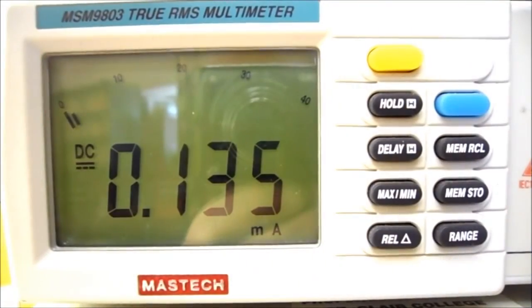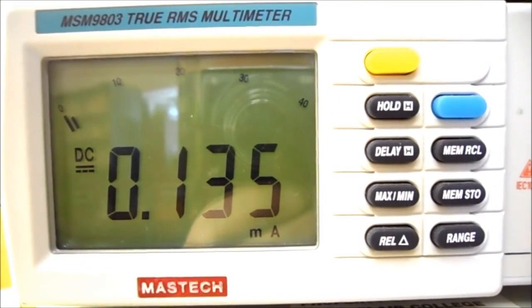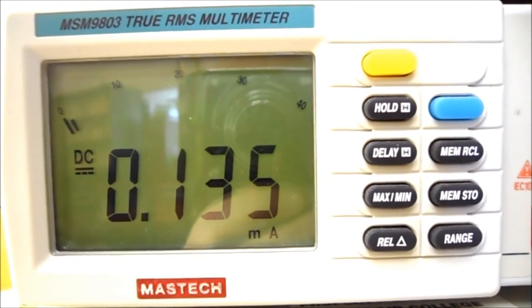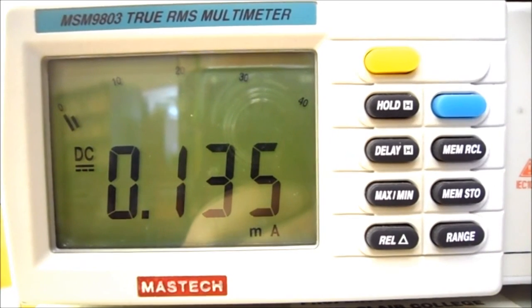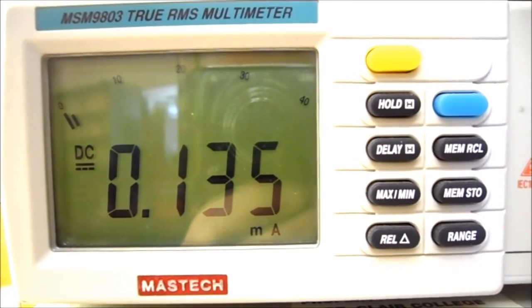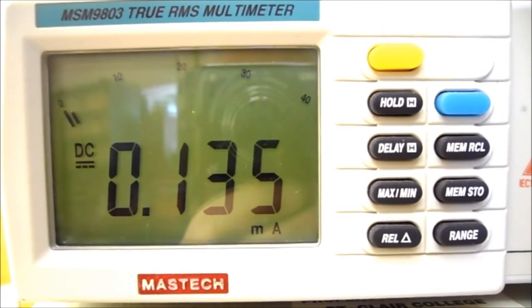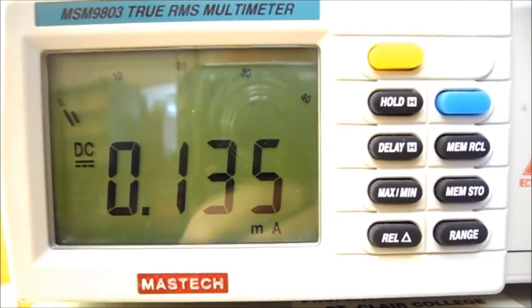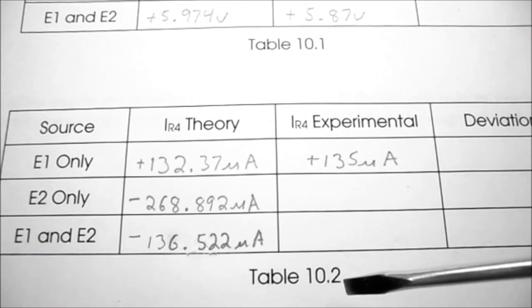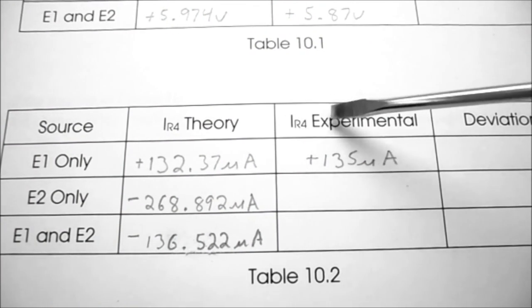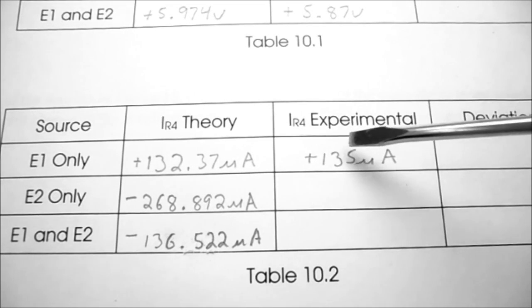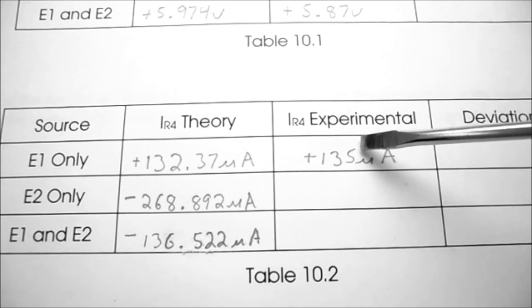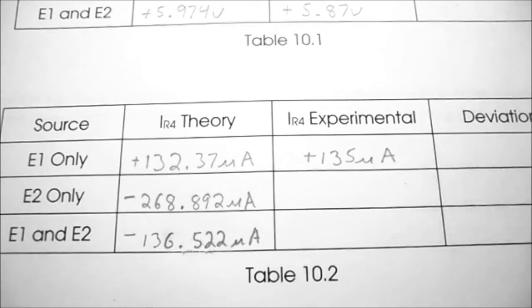So my reading for E1 only, that's with E2 shorted to common, I'm getting 135 microamps. Notice it's 0.135 milliamps. Proper engineering notation says we should record this as 135 microamps. So in table 10.2, for I, R4 experimental, with E1 only, I've recorded plus 135 microamps.